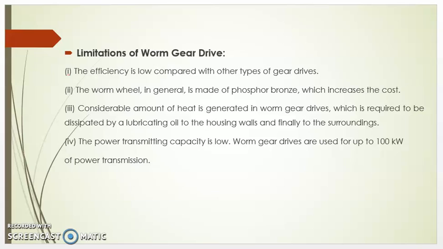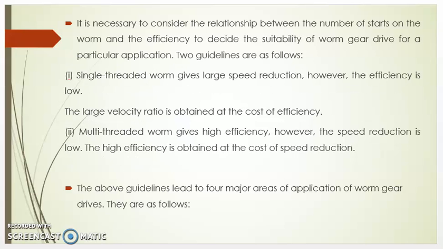Fourth, the power transmitting capacity is low. Worm gear drives are used for up to 100 kW of power transmission. It is necessary to consider the relationship between the number of starts on the worm and the efficiency to decide the suitability of worm gear drive for a particular application. Two guidelines are as follows.